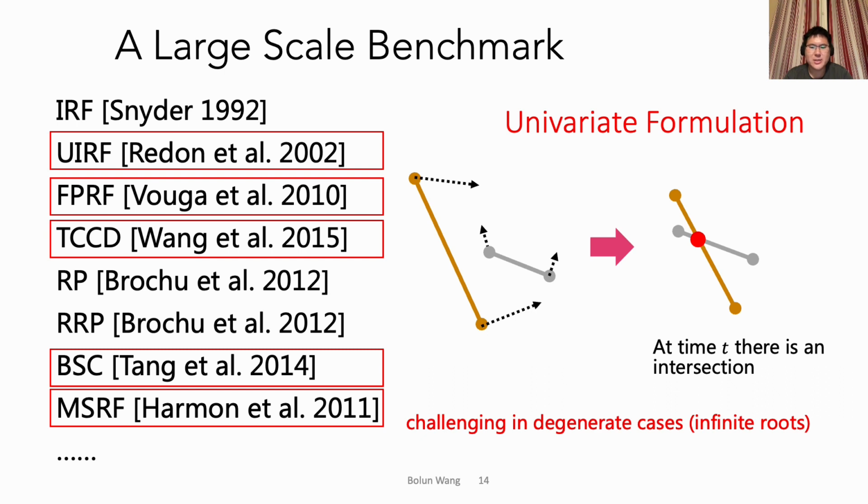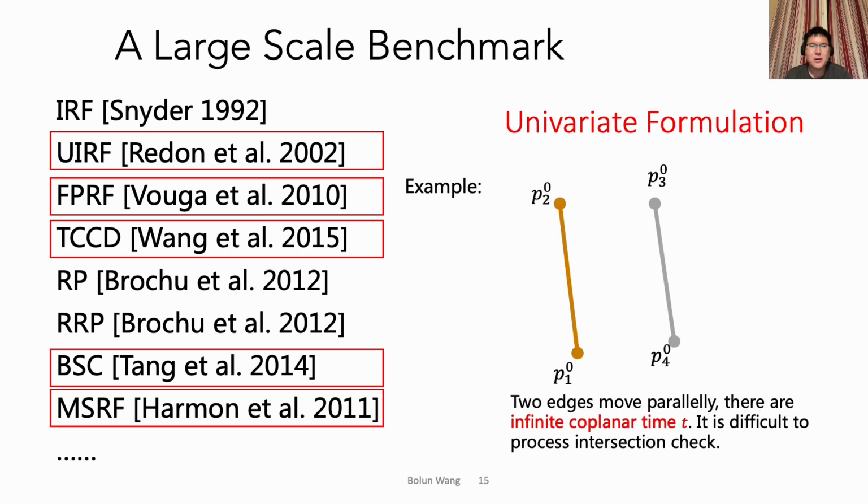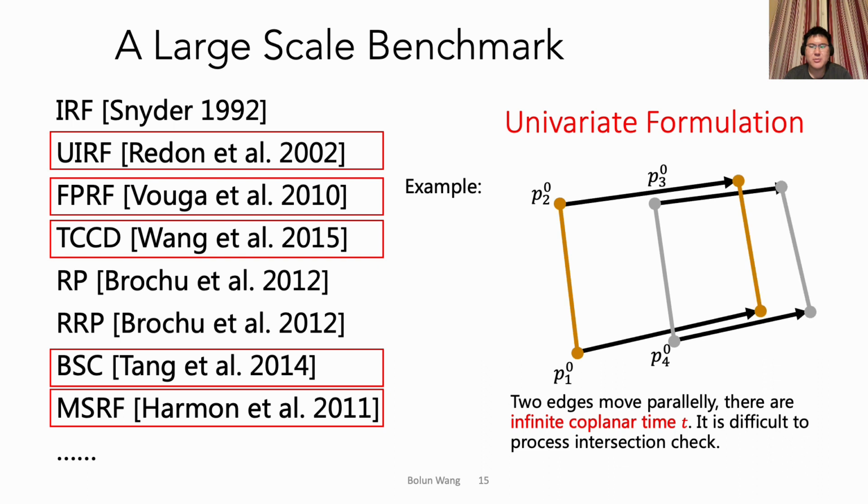However, using univariate formulation is challenging for degenerate cases. Here we provide an example where two edges move parallelly. It will be difficult to process intersection check since there are infinite coplanarity time t.